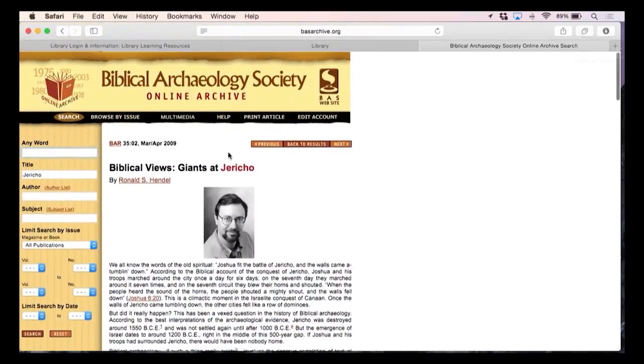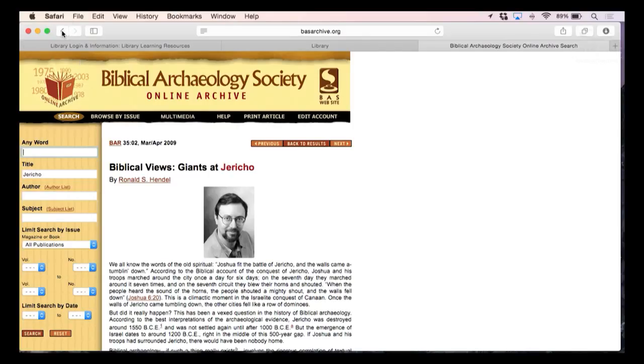And so what this article does is give us a liberal perspective on when the Battle of Jericho took place, or if it took place at all. It's a very interesting article. And if you wanted to argue for or against a certain date, this would be an article that you could use. Now let's go back a screen.